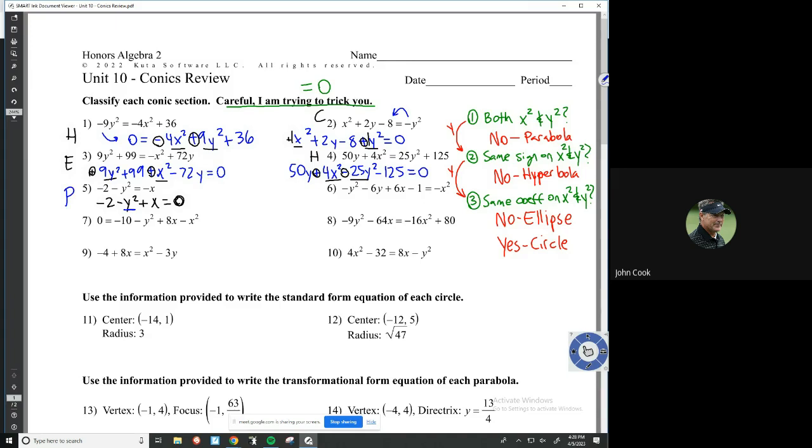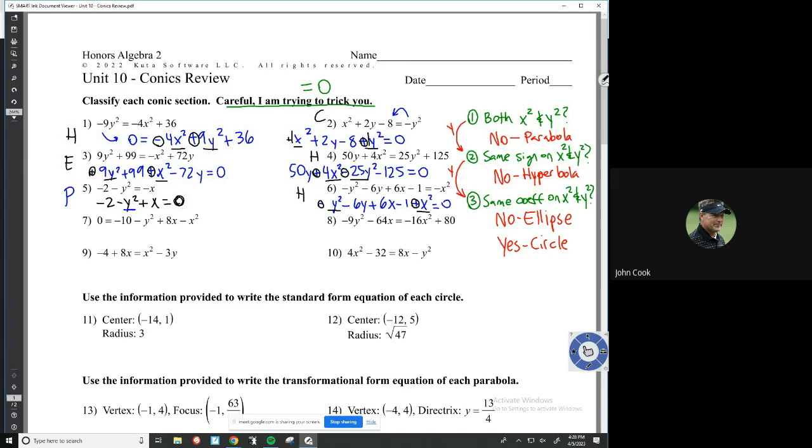All right, and then if I move the x squared over, I've got negative y squared minus 6y plus 6x minus 1, and then plus x squared equals 0. So now I ask the three questions. I have both an x squared and a y squared. They do not have the same sign, so that means that this is going to be a hyperbola.